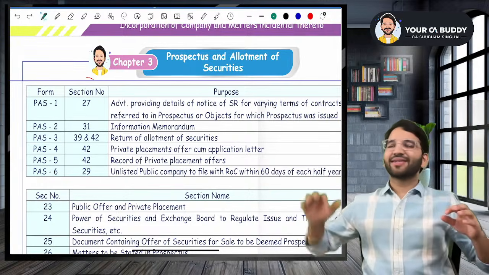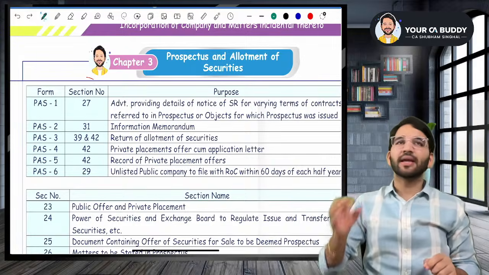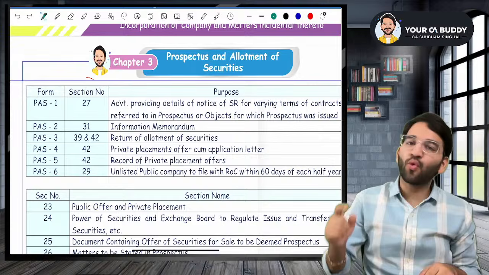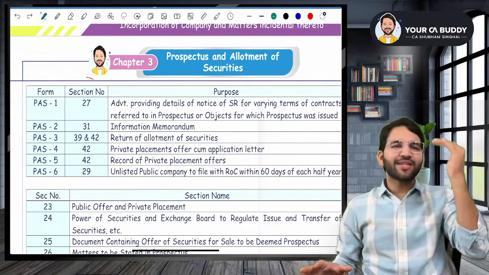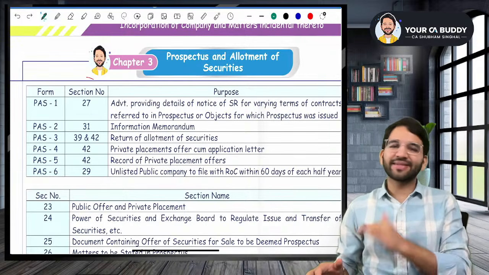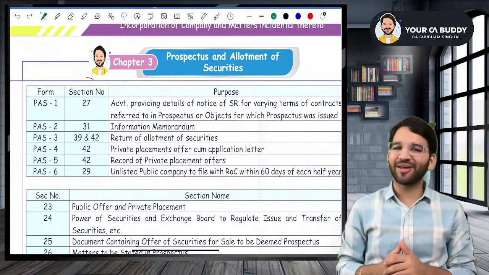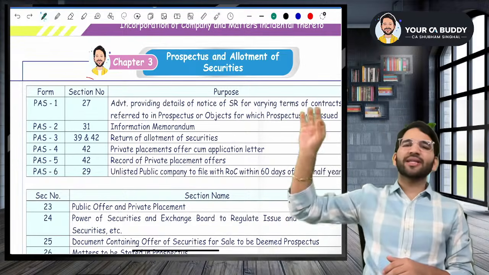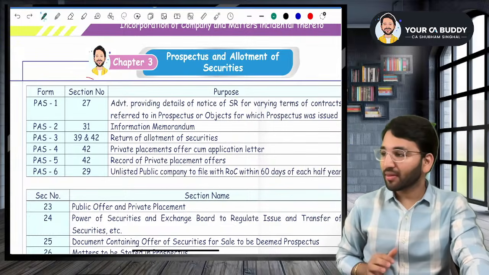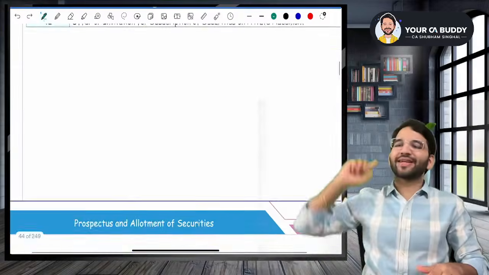All right, guys. So today we are going to start a very brand new chapter, which is prospectus and allotment of securities. This is going to be 100% English revision. In my channel, you can find rapid revision that is again in Hindi, but this is exclusively for students for whom English is more comfortable. So let's begin prospectus and allotment of securities. This chapter starts from section number 23 and goes on till section number 42.